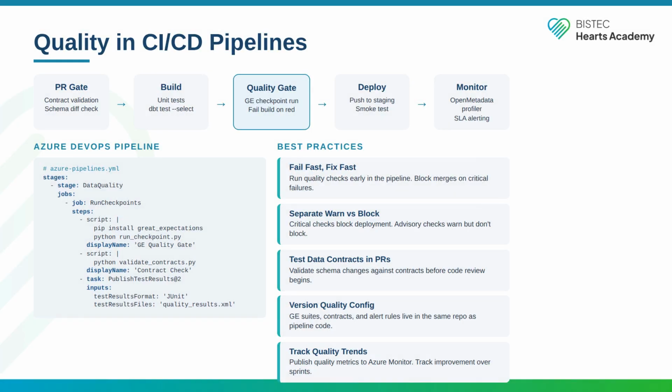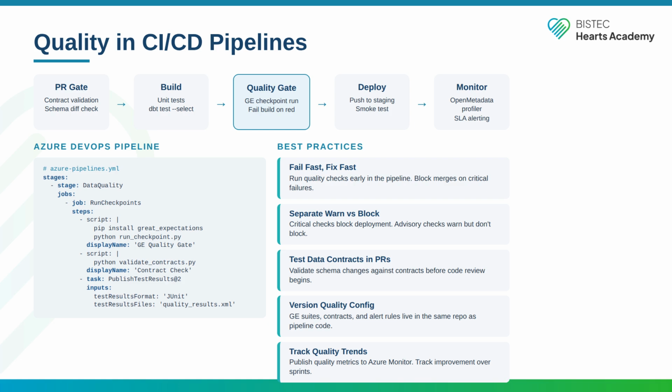Let's talk about where quality checks fit in your deployment pipeline. This is what ties everything together. The pipeline has 5 stages. First, the PR gate. When a developer opens a pull request, contract validation runs automatically. Schema diffs are checked against existing contracts. If a breaking change is detected, the PR is blocked before anyone even reviews the code.